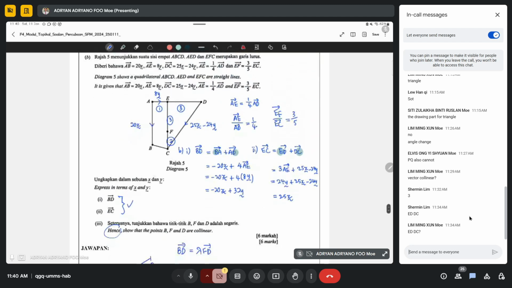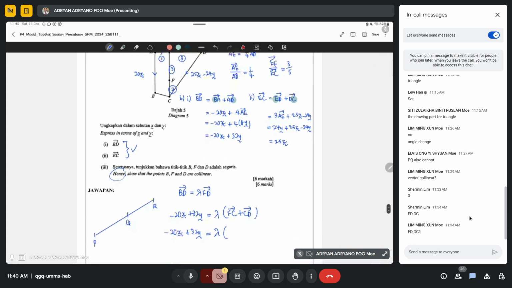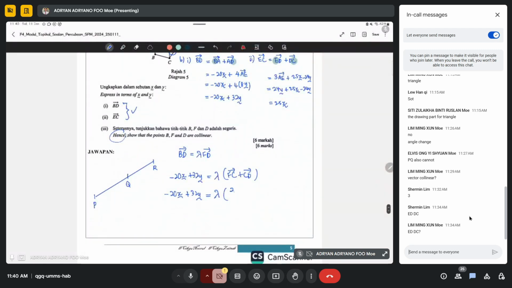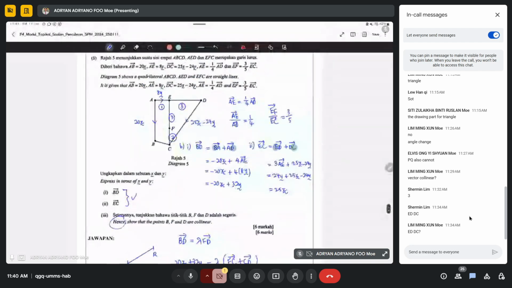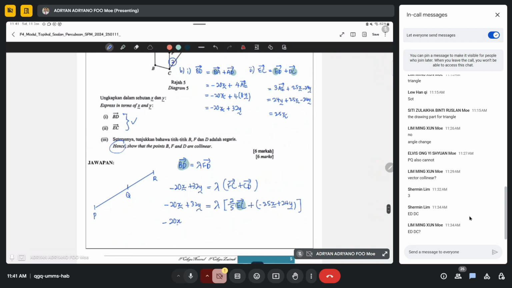What is FC? I know FC is 2 parts out of the total 5 parts of EC. See? We still end up using EC. So 2 over 5 of EC plus CD, which is the earlier negative 25x plus 24y. That's it. So see, in the end I still use BD and I still use EC. This is what I mean. At least try to use it. Negative 20x plus 32y equals lambda.